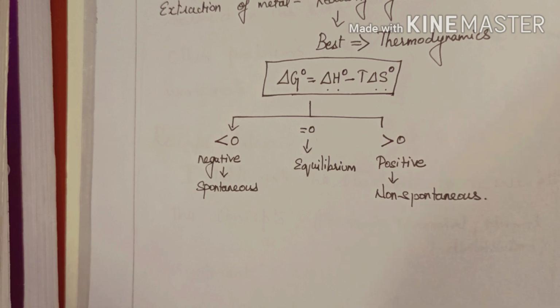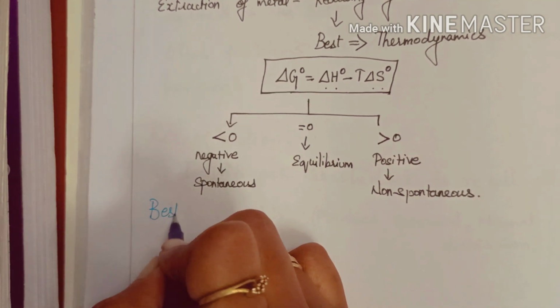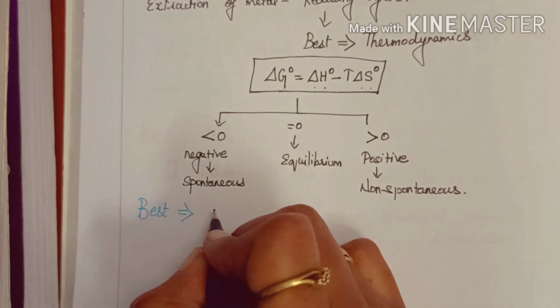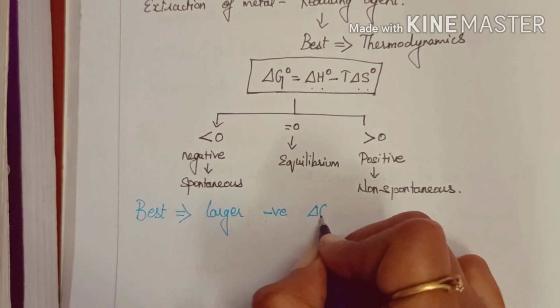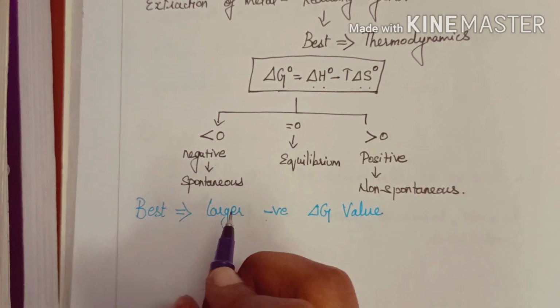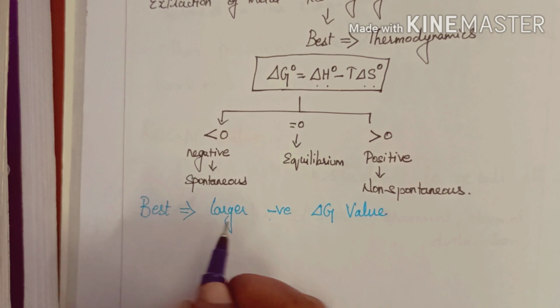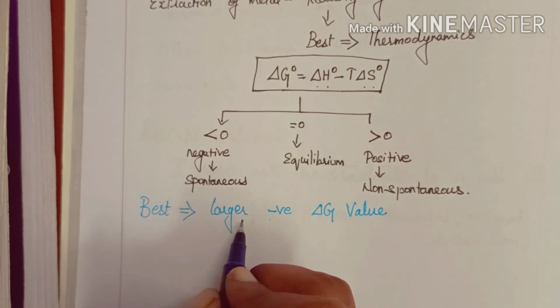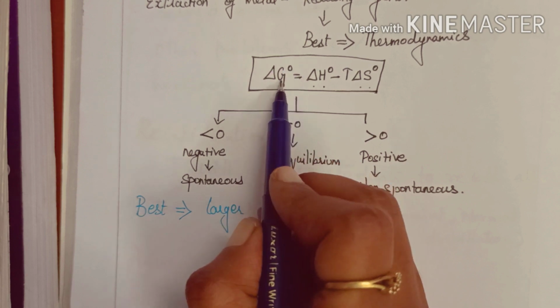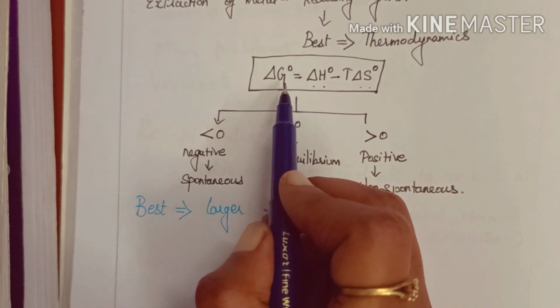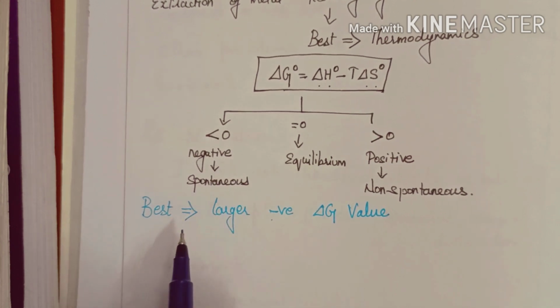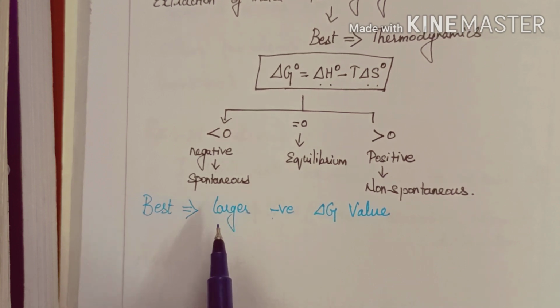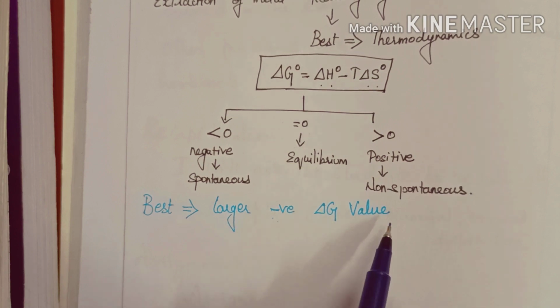Thus, the best reagent is chosen such that it should have a larger negative delta G value. So the best reducing agent is determined based on the change in free energy. How should the free energy be? Free energy should be negative. Only then the reaction will be spontaneous. Hence, the best reducing agent is obtained when it has a larger negative delta G value.